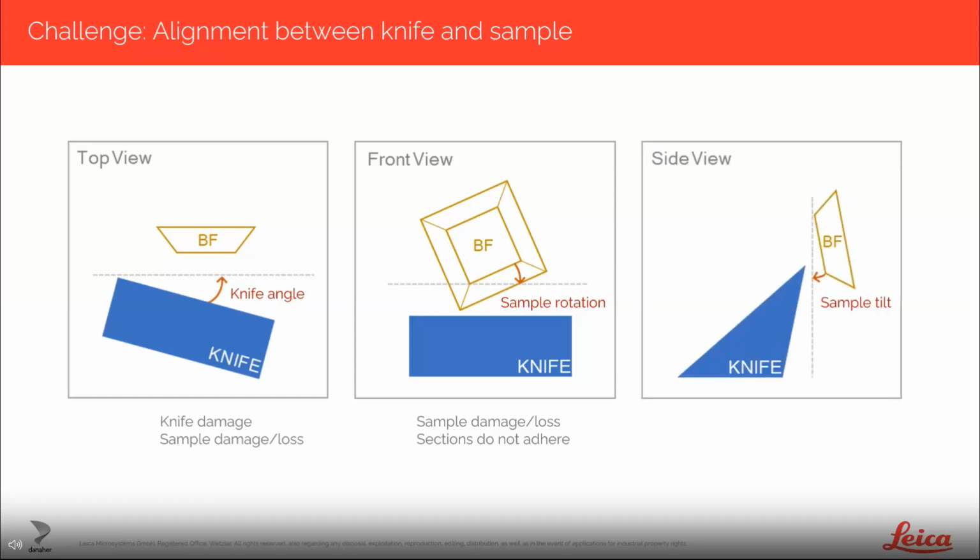Last but not least, the sample tilt here from the side view has to be checked to not create any damage or sample loss. Damage in particular to the knife, because if the knife is running here into the sample, this can be damaged. As one can see, it's not trivial to do the alignment, especially for inexperienced users. With the automatic alignment function of the UC and UAT, this is now a thing of the past.